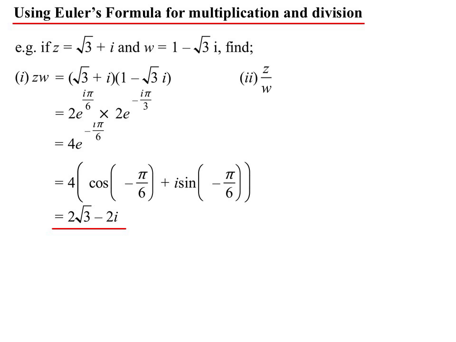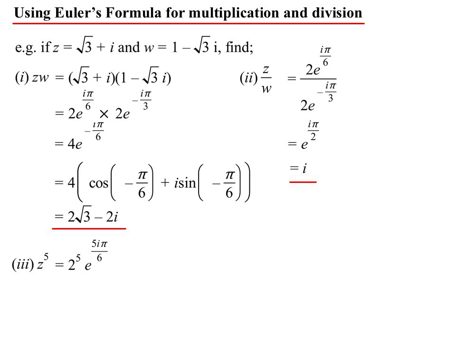Z divided by w. So again, let's do it that way. Division, we subtract the powers. Well, we subtract the arguments. We're really doing the same thing as when it was in mod arg form. So I get e to the power of i pi on 2. The beauty of that is when I see the argument is just pi on 2, I don't even have to worry about going into mod arg form. I know that's a purely imaginary number. It's i.